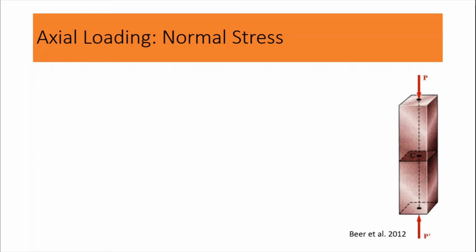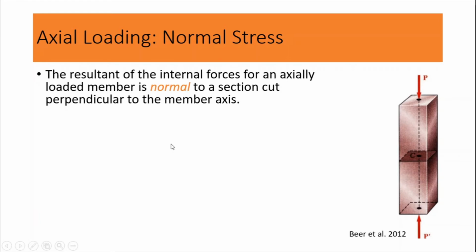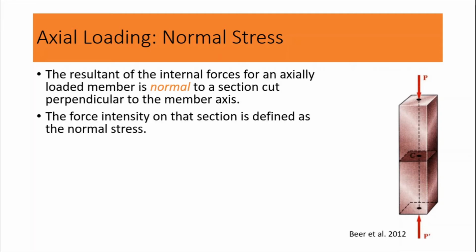Next, normally we apply the load along the axis, and it can be centric or eccentric load. This is the normal stress: the resultant of the internal forces for an axially loaded member is normal to a section cut perpendicular to the member axis. So when you apply the load and take the section perpendicular to the axis, the stresses on that section are called normal stresses. The force intensity on that section is defined as the normal stress.